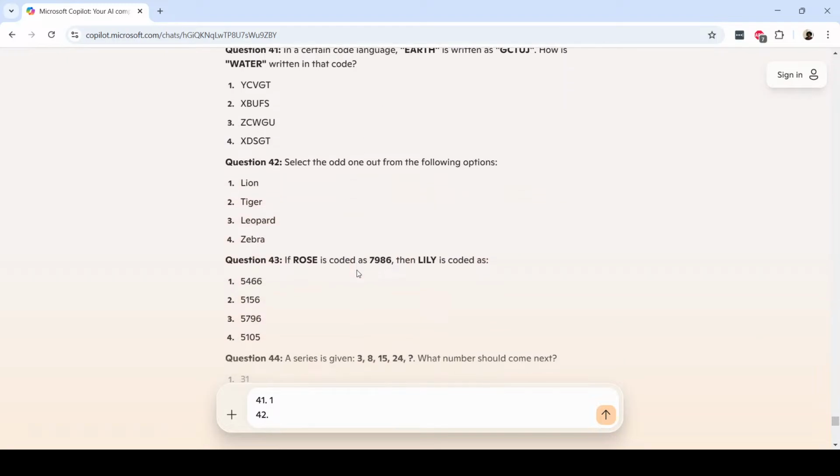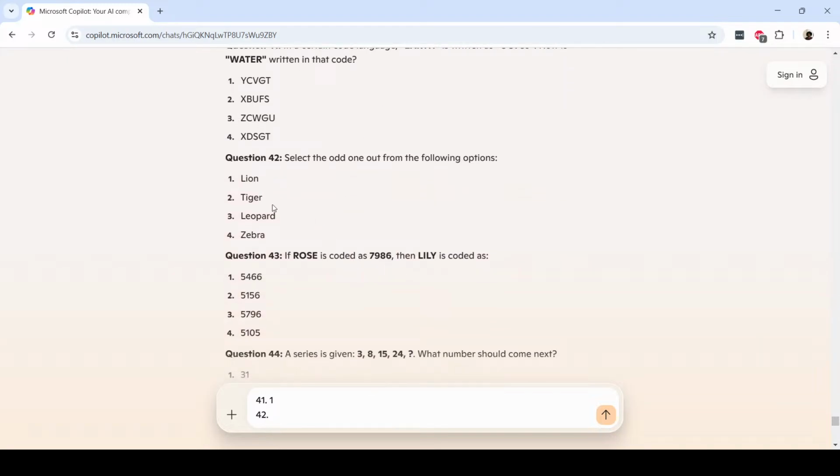Select the odd one out from the following options. So lion, tiger, leopard, zebra. So again, all the first three are, I would say, non-vegetarian or wild or kind of.